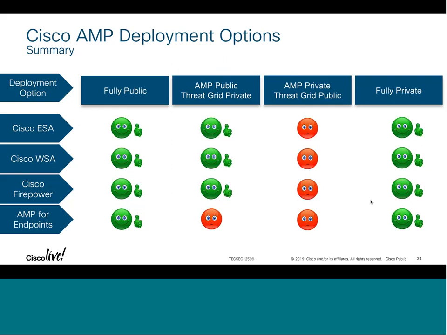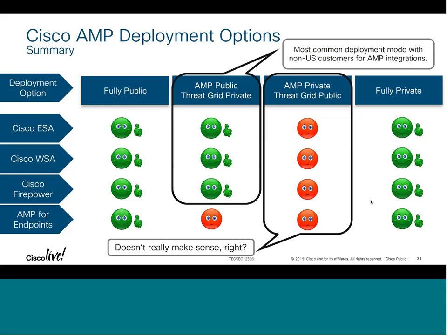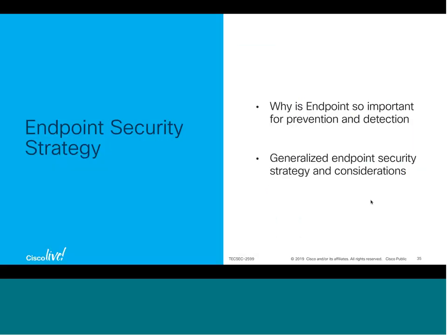So the recommended deployment across the board is either a fully public model where you're talking to the AMP public cloud and you're using the cloud-based threat grid analysis, or fully private, where you're talking to a private cloud on your premise and you're using an on-prem threat grid appliance. Keep it simple. You will run into the mixed mode, again, largely for historical reasons and more prevalent outside of the United States. So that's about deployment models.